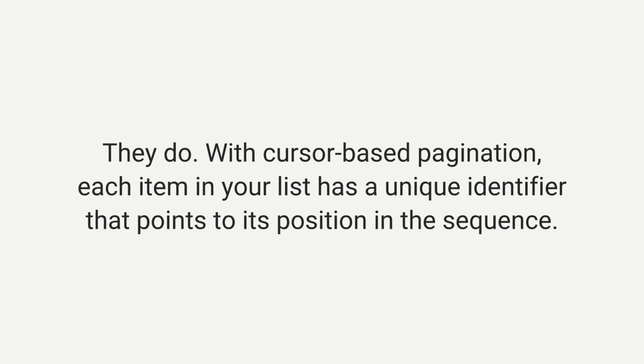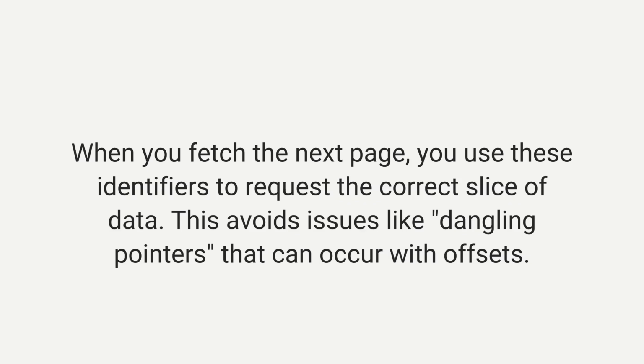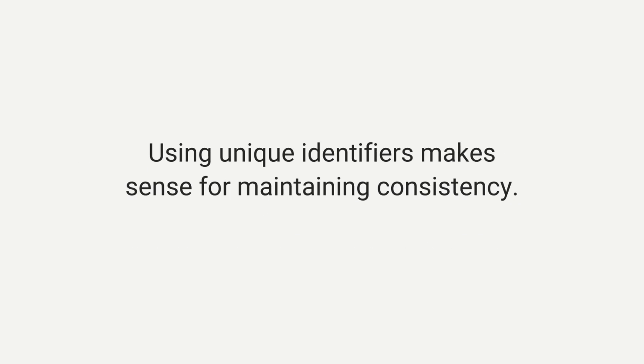They do. With cursor-based pagination, each item in your list has a unique identifier that points to its position in the sequence. When you fetch the next page, you use these identifiers to request the correct slice of data. This avoids issues like dangling pointers that can occur with offsets. Using unique identifiers makes sense for maintaining consistency.